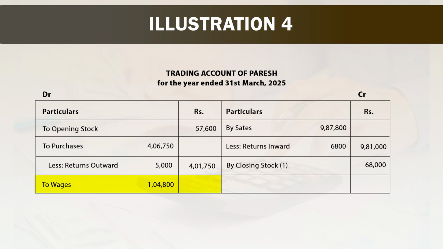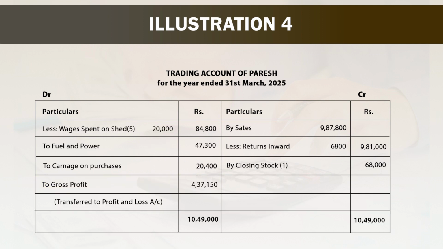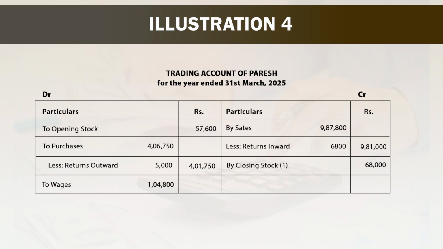We have wages 1,04,800, but it was wrongly recorded, as we have spent on the shed, that is to be deducted from here. So that comes to 84,800. Then we have fuel and power 47,300, and carriage on purchase 20,400. Now, friends, here the total of the credit side is greater than the total of the debit side. That is why the difference appears on the debit side, rupees 4,37,150.